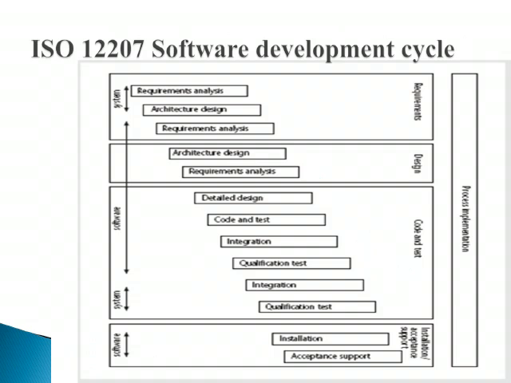This figure shows the ISO 12207 software development cycle, which includes the phases: requirement analysis, architecture design, and so on. So this is happening in a cyclic manner until all the requirements have been collected from the customer. After that come detailed design, code and test, integration, qualification test, and finally installation and acceptance support. Now we'll see each and every stage in detail.